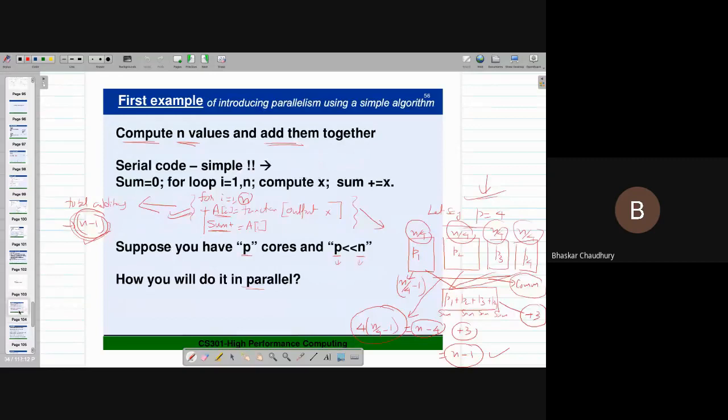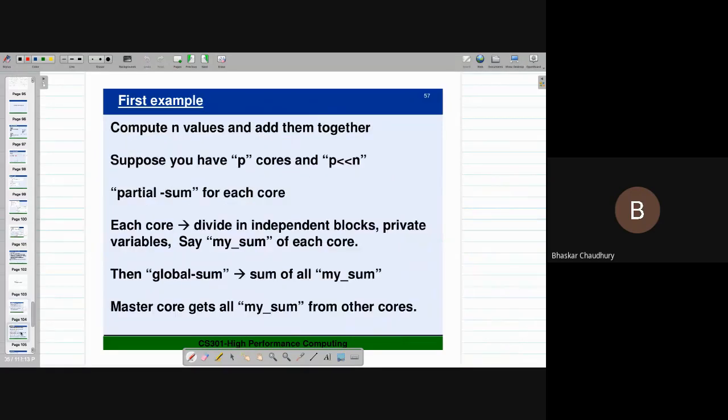Now, another thing to be noticed very carefully is that if you look into this design, in the serial code I was just using one variable, which was sum, and then everything was getting added to sum. That I cannot do here, so I cannot just use one sum, because I have to create private sums for everyone. So that is another important point.